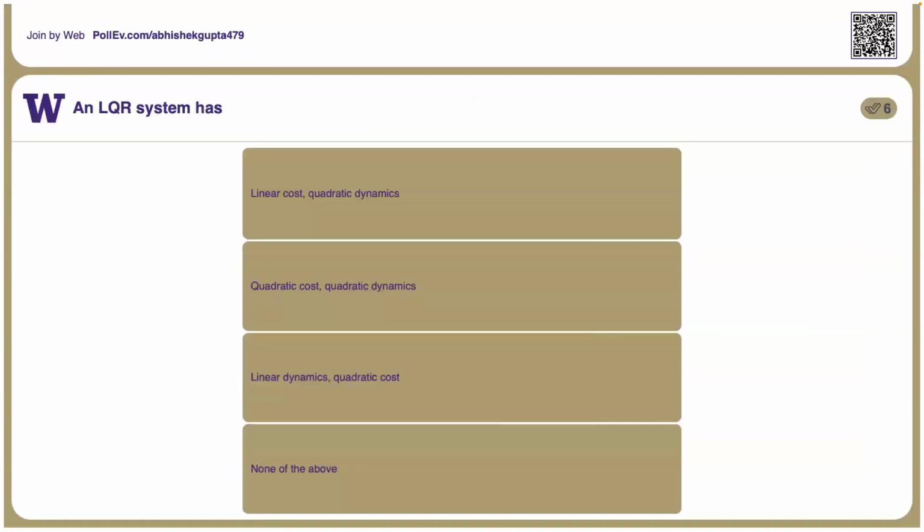Cool. Here's a little quiz. An LQR system has: linear cost, quadratic dynamics; quadratic cost, quadratic dynamics; linear dynamics, quadratic cost; none of the above. We covered this a little bit last time.